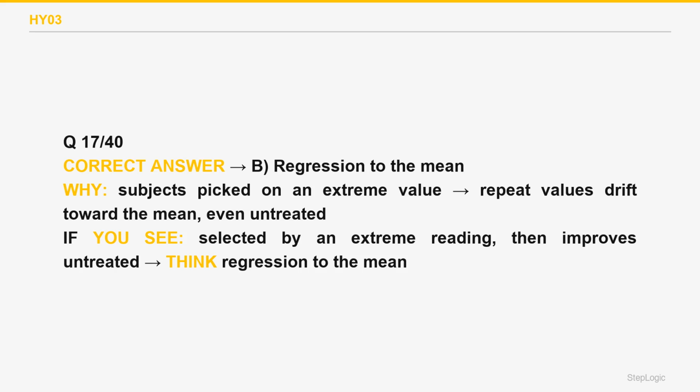The placebo effect requires an inert treatment that patients believe is active, but no treatment was given here. Choice A, wrong. The Hawthorne effect is a change in behavior from being observed, not a statistical drift of extreme values. Choice C, wrong. Extreme values falling toward average on repeat is regression to the mean.